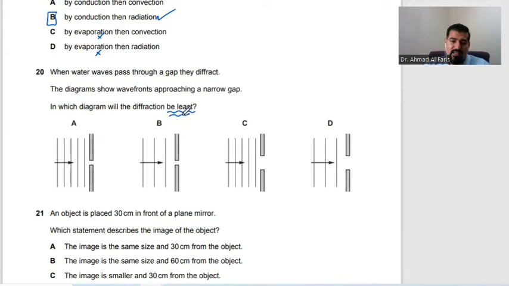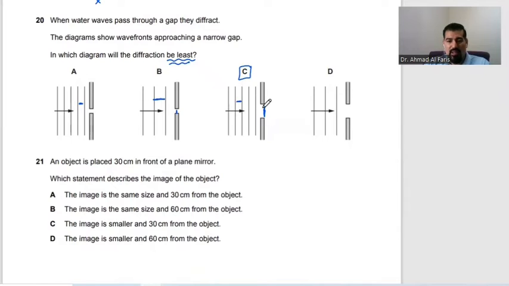Okay, let's do the opposite. The greatest diffraction happens when the wavelength is bigger than the gap. The opposite happens when the wavelength is small and the gap is big, that means the diffraction will be least. So the answer is C.